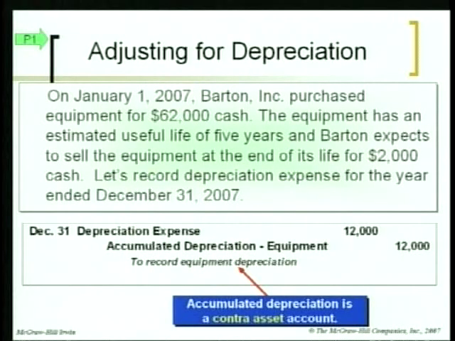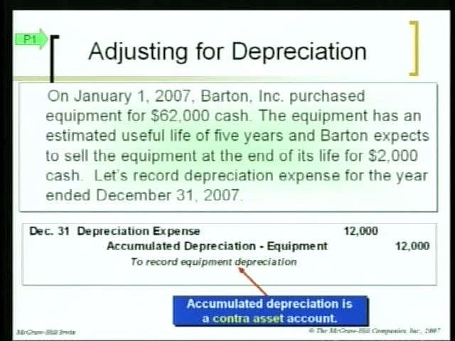Okay? Going back to the screen, an asset is a debit or a credit balance account. An asset is a debit balance account. So a contra asset is what? Credit. A credit balance account.